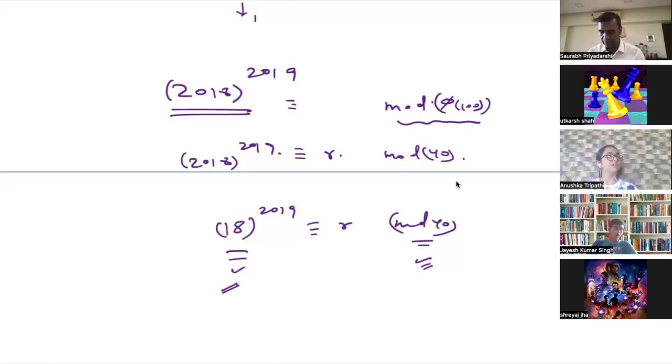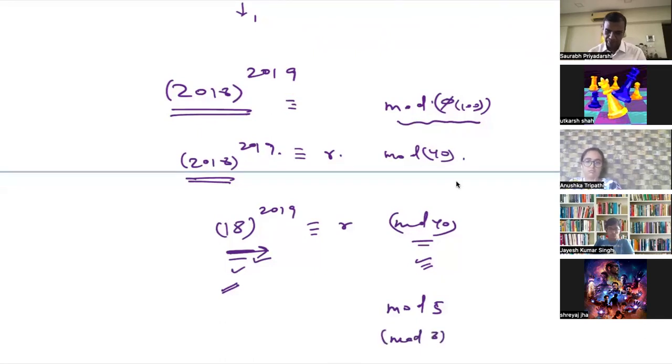What is CRT? Chinese remainder theorem. This is always divisible by 4, but not by 5. Or this is divisible by 8, but not by 5. So I have to see what I'm getting with mod 5 and what I'm getting with mod 8. These are the two prime-power factors.